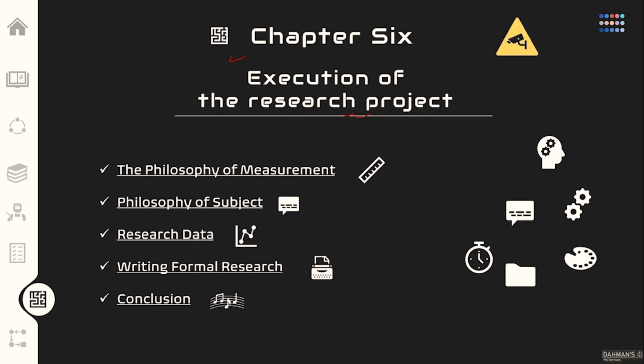In the first section, we'll be looking at the philosophy of measurement, and then the philosophy of subject, followed by research data, and finally a quick review on writing formal research, and of course a quick conclusion on the chapter. Let's go ahead and explore the first section, and that's the philosophy of measurement.